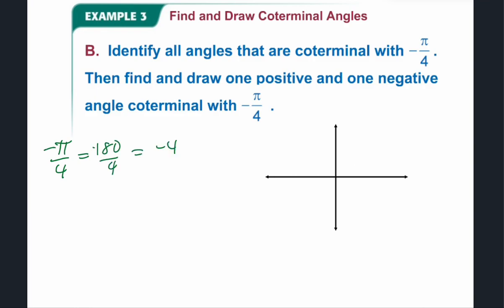Which is negative 45 degrees. A pi worth of radians is always 180 degrees. You have to know that pi is 180. Pi is 180.